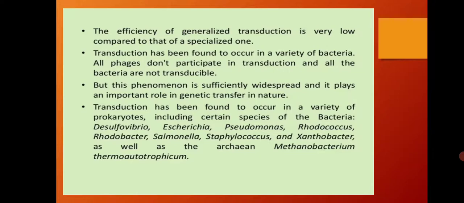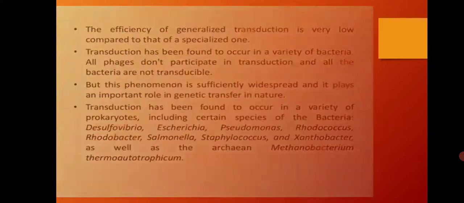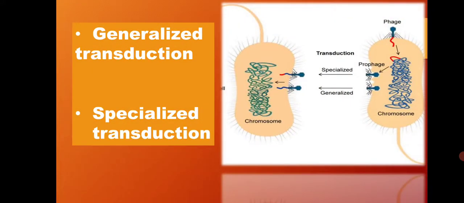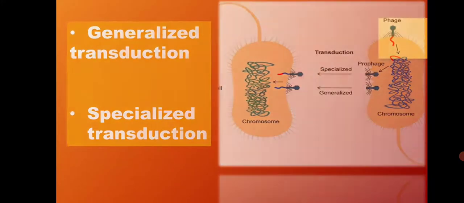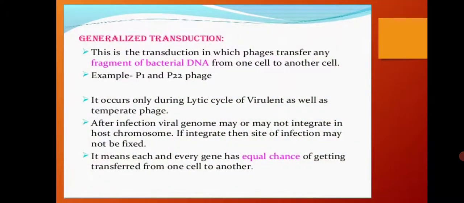Different species of prokaryotes follow the transduction process, like Desulfovibrio, Escherichia, Pseudomonas, Rhodococcus, Rhodobacter, Salmonella, Staphylococcus, Xanthobacter, as well as the archaea like Methanobacterium and Thermoautotrophicum. So these are the bacteria which follow the transduction process. Let's focus on each type, generalized and specialized transduction. We will first discuss generalized transduction.